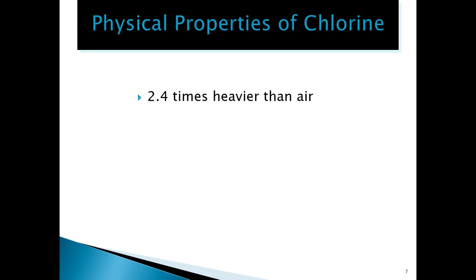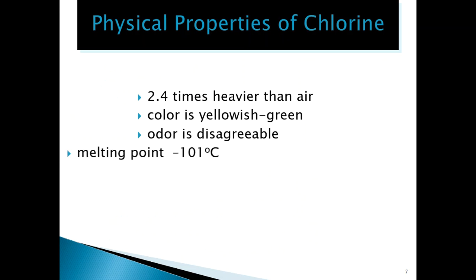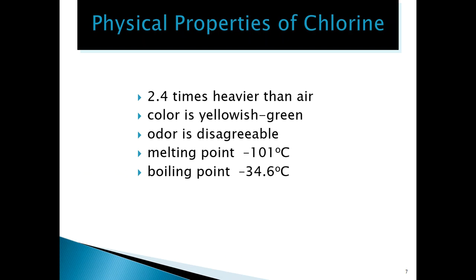So just to give you an example of what we're talking about, we're going to look at these physical properties of chlorine. So it says here chlorine is 2.4 times heavier than air. It has a yellowish green color. Its odor is disagreeable. And the melting point is 101 degrees Celsius. And the boiling point is, actually, the melting point is minus 101 degrees Celsius. And the boiling point is minus 34.6 degrees Celsius. So these are just some examples of the physical properties of chlorine. The last two, of course, are the ones that you can measure, and therefore they are quantitative.